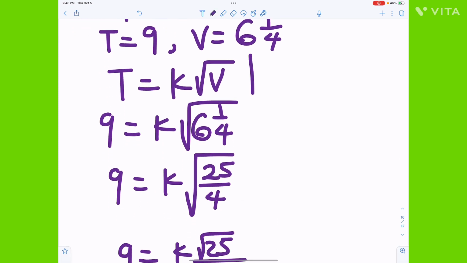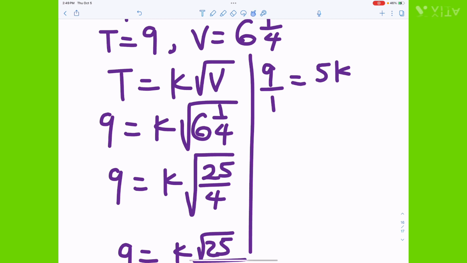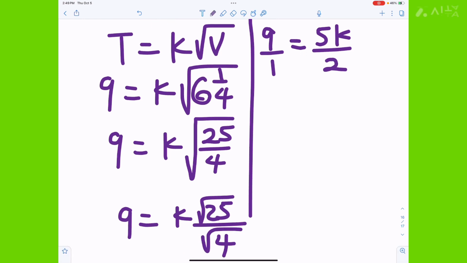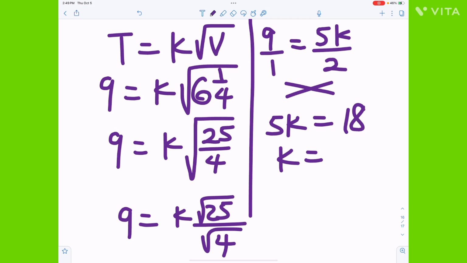Let me break my page into two to just manage space. So 9 over 1 is what? 5k. Do you understand how I got 5k from here? K times root 25. Root 25 is 5, so 5 times k, 5k, over 2, because the square root of 4 is also 2. So I'll just cross multiply. What do I get? 5k is 18. So k is 18 over 5.